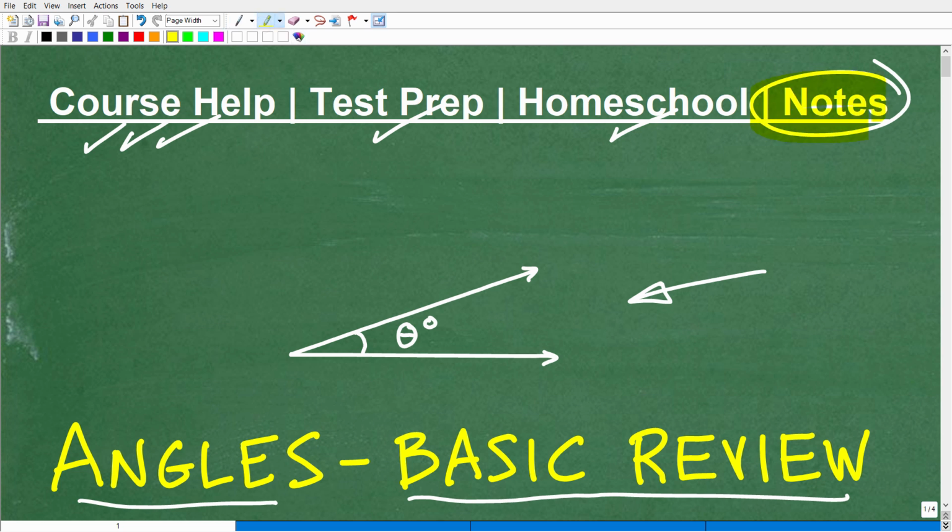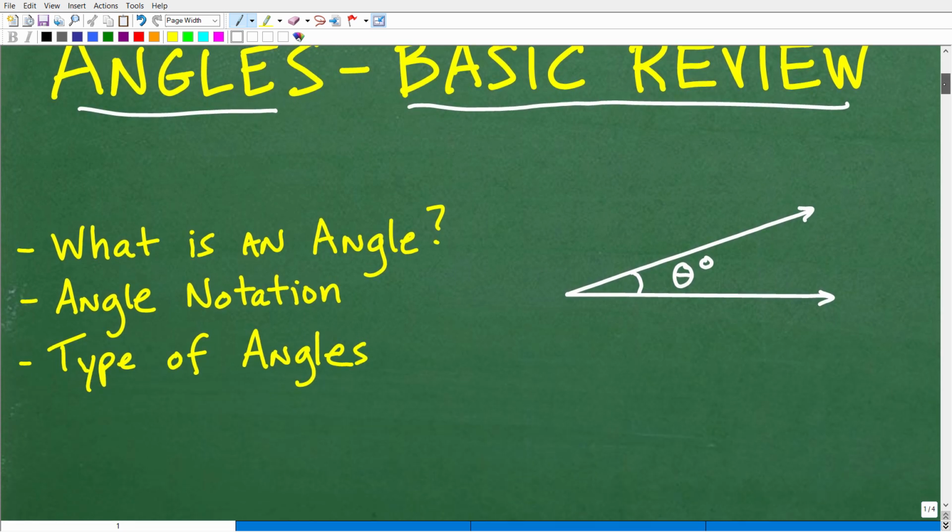But if you want to have excellent grades in mathematics, you've got to learn how to take great math notes. Okay, so let's get into angles. Again, for the most part, everyone says, oh yeah, if I asked, what is this? You would say, this is an angle. Most of us would recognize an angle if we saw one, but what is an angle? So let's get into this right now.